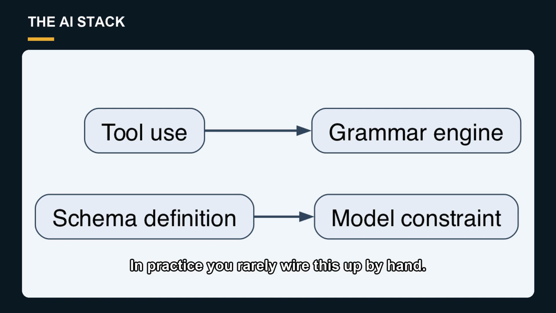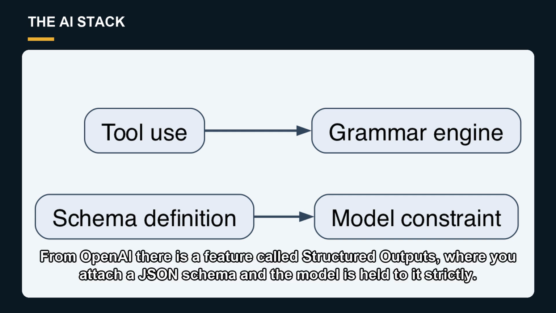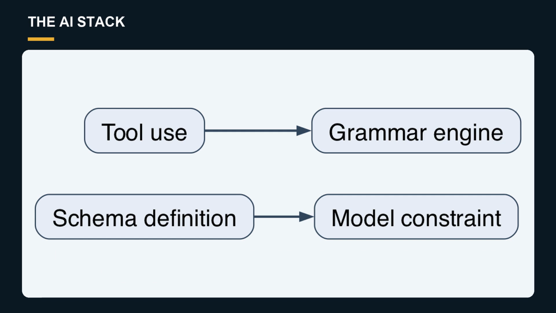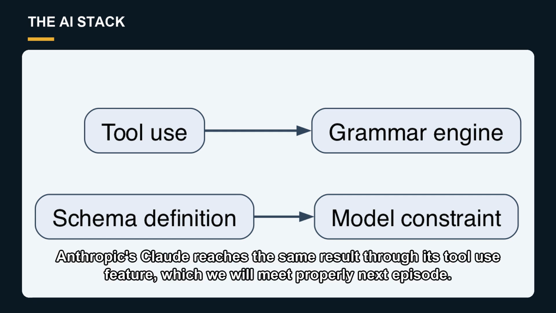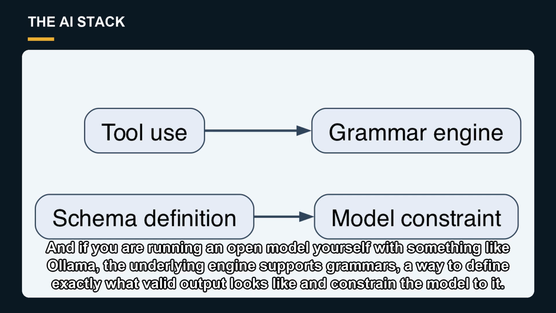In practice, you rarely wire this up by hand. You use real, named tools. From OpenAI, there is a feature called structured outputs, where you attach a JSON schema and the model is held to it strictly. Anthropic's Claude reaches the same result through its tool use feature, which we will meet properly next episode. And if you are running an open model yourself with something like Ollama, the underlying engine supports grammars, a way to define exactly what valid output looks like and constrain the model to it.